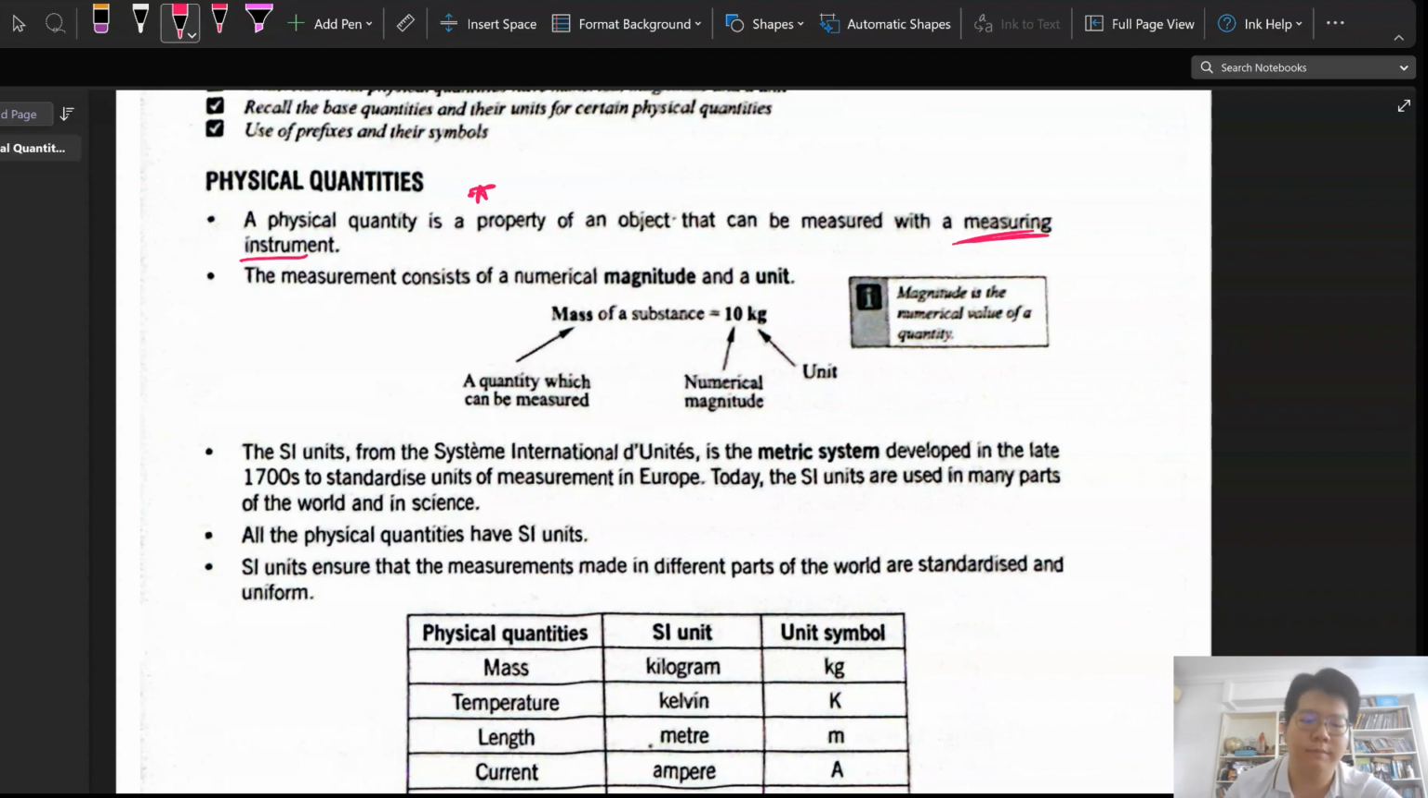Always remember your measurement consists of two things. The first thing is your magnitude, and the second thing is your unit. Magnitude is basically the number, and your unit obviously is your SI unit.